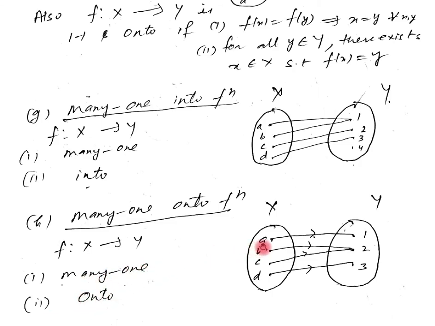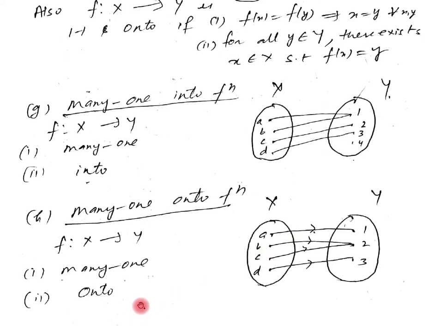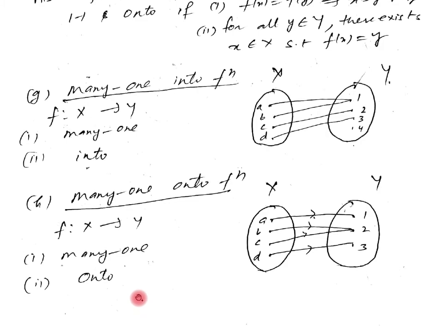If f is a function from x to y, it is many-one onto. It means number 1 it should be many-one, number 2 it should be onto. Many-one means two or more elements can have the same image. Onto means there is no element in y which does not have its pre-image in x. Every element has at least one pre-image in x. Then the function is said to be onto function. This is about the different types of function.